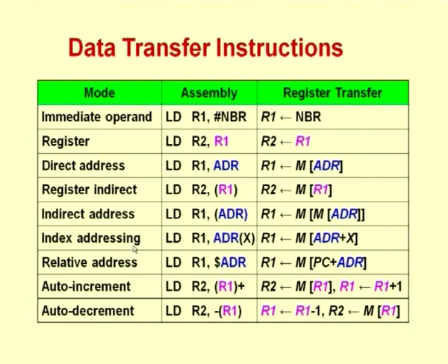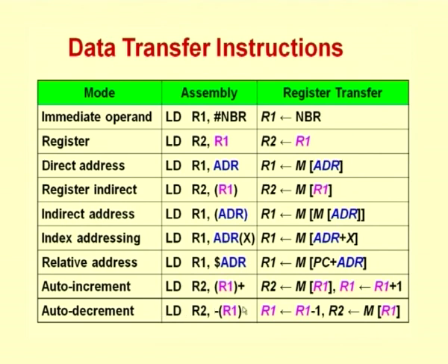This is the indexed addressing mode, specified here as ADR bracket X. What we do here is the memory contents at address plus the value X is what is stored in the register R1. Relative address: here I am using the implicit mode of specifying relative address, load R1 comma $ADR. This means that it will automatically be added to the PC. So R1 contents will now become the value obtained by accessing the location PC plus ADR.